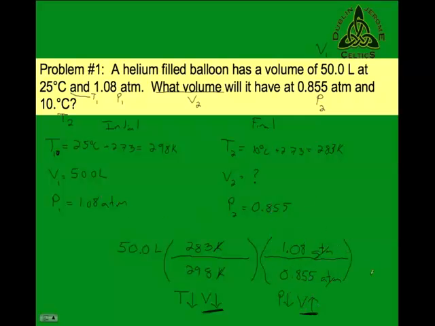Units cancel out, and I multiply my volume by this ratio and by this ratio, and I get 59.97 liters, or with significant figures, round that up, 60.0 liters. All right? So 2 ratios now with the combined gas law instead of 1.